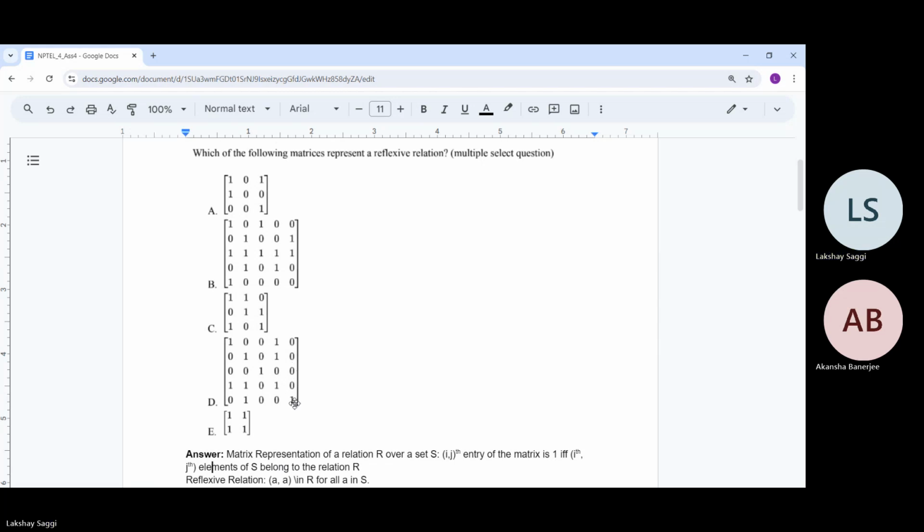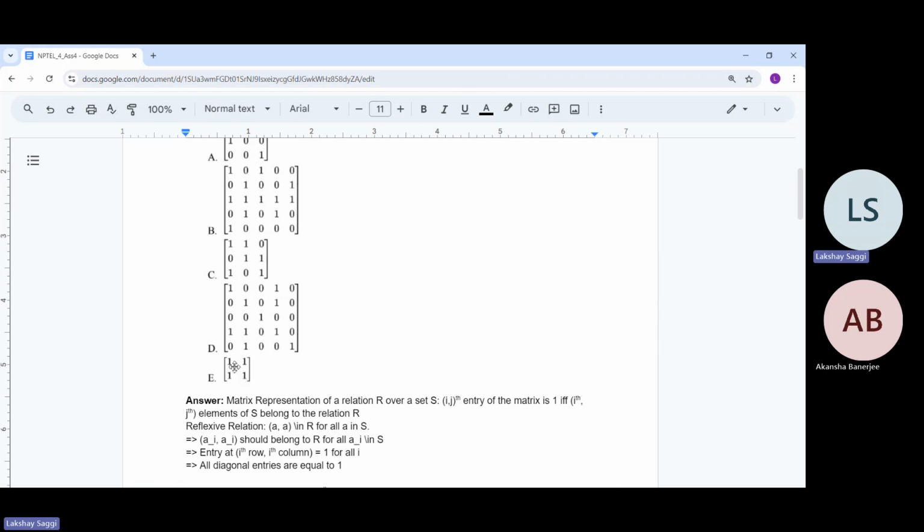And in option D, again, it is not symmetric because we see that this entry, second row, fifth column, and the entry, fifth row, second column, these two entries are differing. Like this is 0 and this is 1. So that's why this is also not a symmetric matrix, because for all i, j, it is not true that the i comma jth entry is equal to the j comma ith entry.